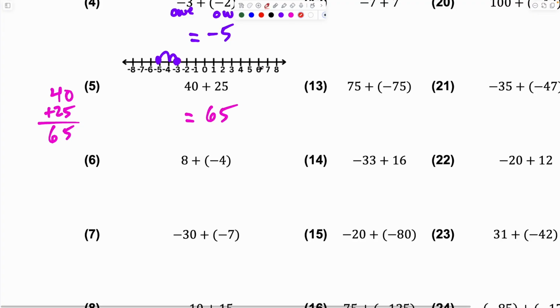And now moving on to the next question here, 8 plus negative 4. This is the same thing as 8 minus 4. Okay, so you could think of this as 8 minus 4, which is equal to 4.